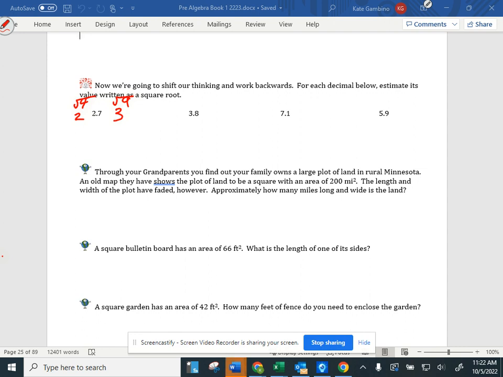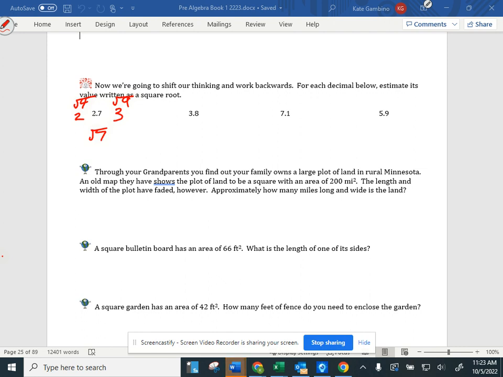So 2.7, am I going to say maybe the square root of 5? No. Why not? Because it's more than halfway. Because 2.7, it's going to be closer to that square root of 9. So we don't want to say square root of 5 because that's closer to the 4. So something like square root of 7. Okay, that's closer to the 9 than it is to the 4.